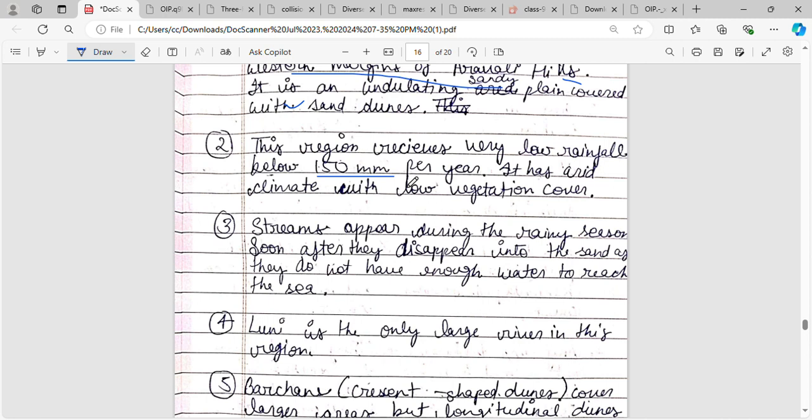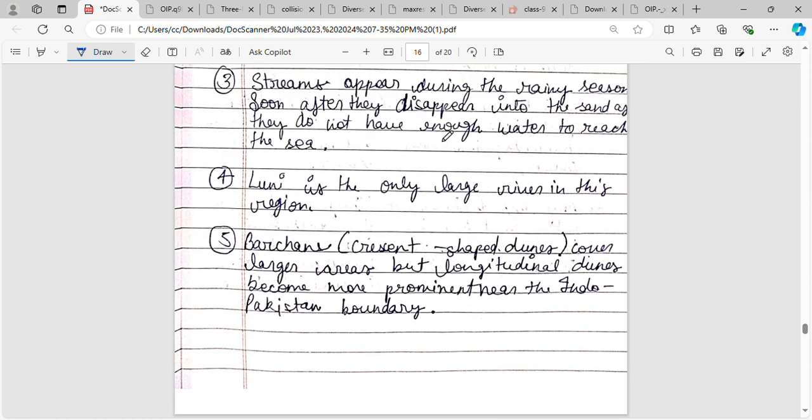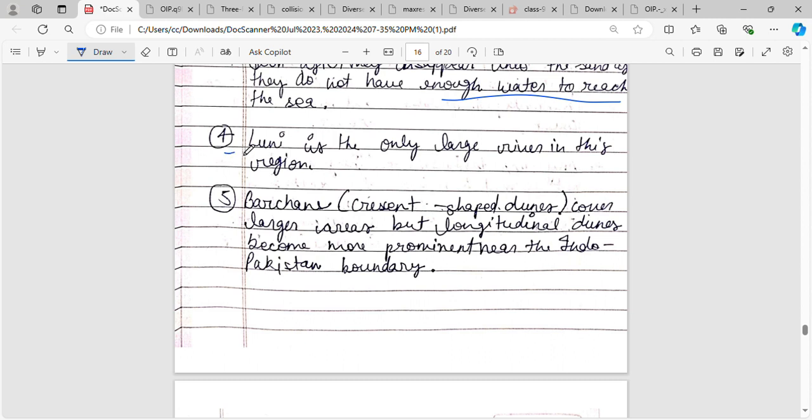Streams appear during the rainy season. Soon after, they disappear into the sand. They do not have enough water to reach the sea. Actually, whatever rivers originate in this area usually disappear because those streams or rivers don't have enough water to reach the sea. And Luni is the only large river in this region.